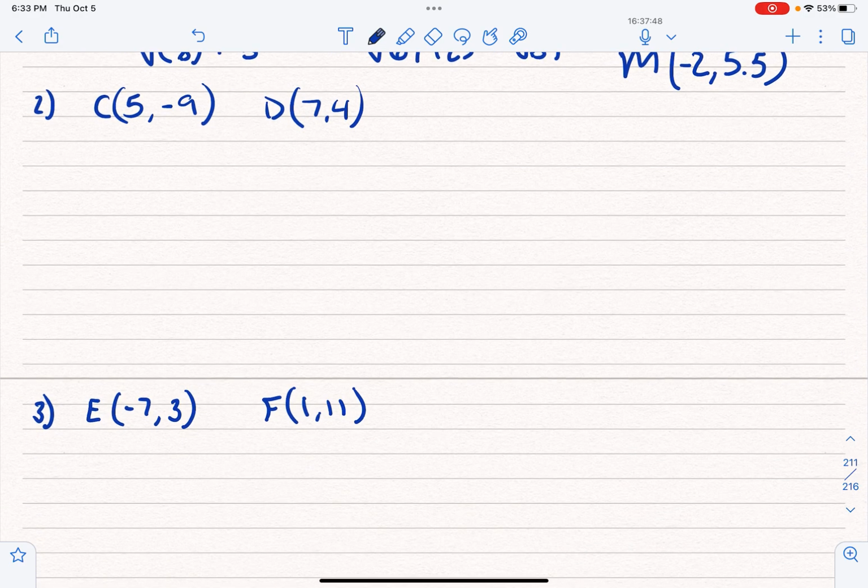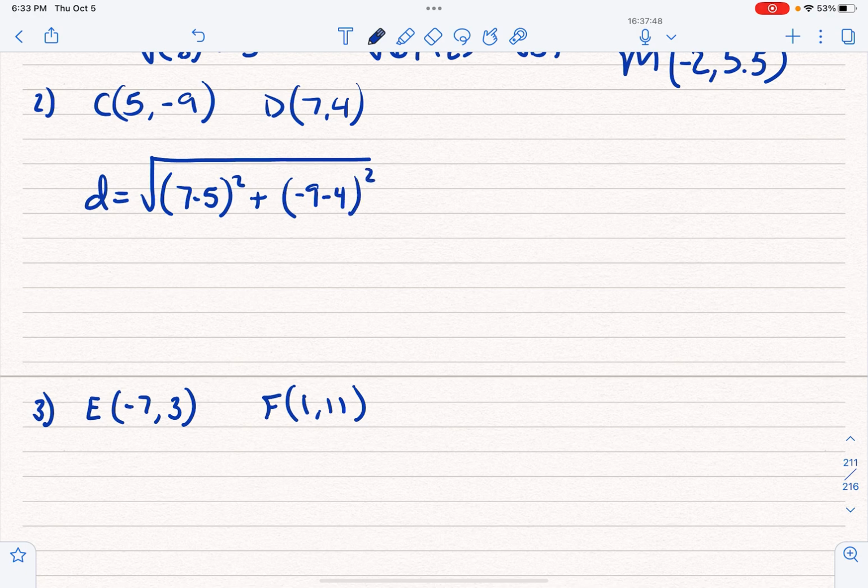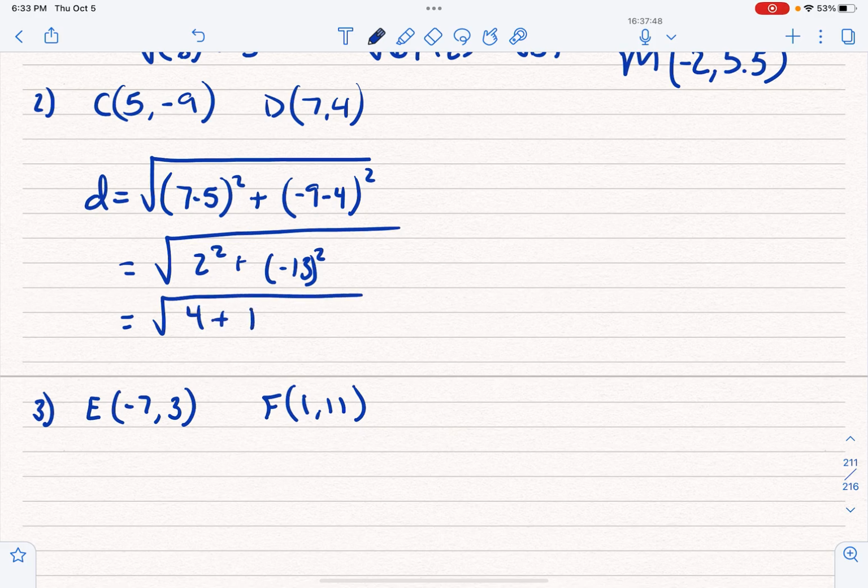Now we've got C and D, number 2. I'll try to make this one a little bit neater and keep everything kind of tight. The distance is equal to 7 minus 5, just because it's easier, plus -9 minus 4, squared. 7 minus 5 is 2, so we have 2 squared, plus -9 minus 4, which is -13 squared. 2 squared is 4, 13 squared is 169, and when we add those up we get the square root of 173.